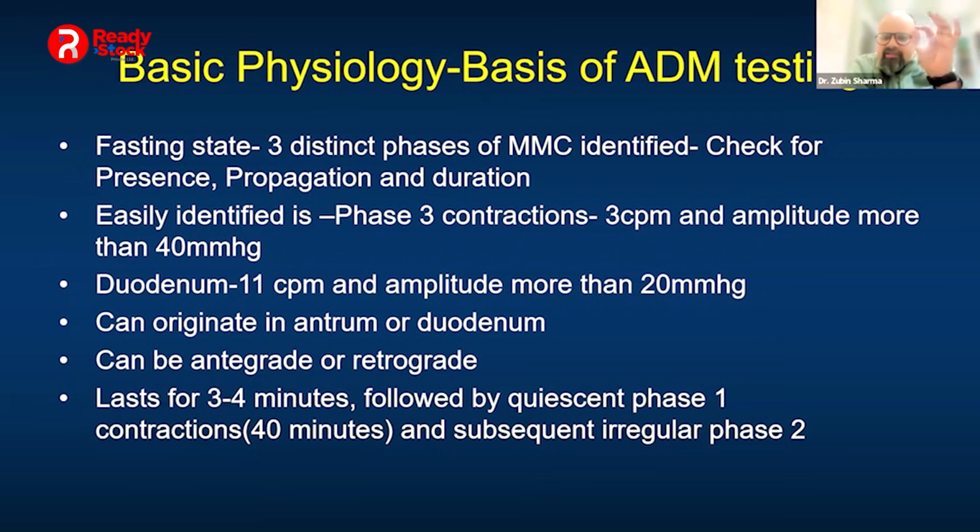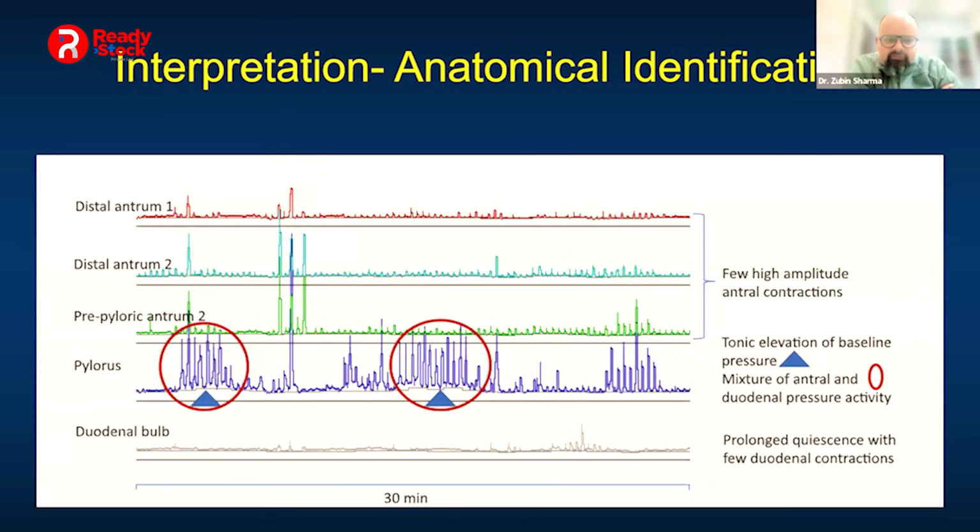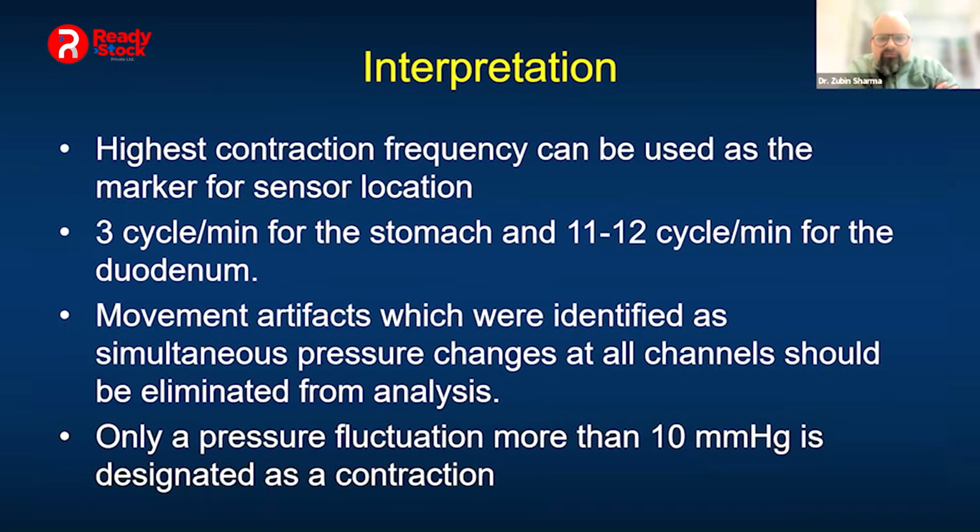So remember, 3 cycles per minute, 40 mmHg in stomach, 11 or 12 cycles per minute, 20 mmHg in duodenum. These 2 values you have to remember for phase 3 MMCs. This is how it will look on the line diagrams, but we can show it on the high resolution duodenal manometry also. You can see that the pyloric ring has the highest contraction power, whereas the distal antrum and the duodenum go down significantly. So highest contraction frequency is used as a marker for the location.